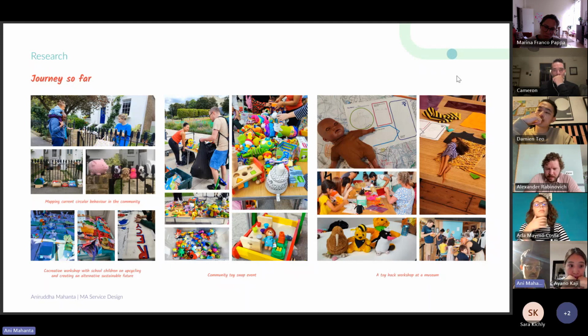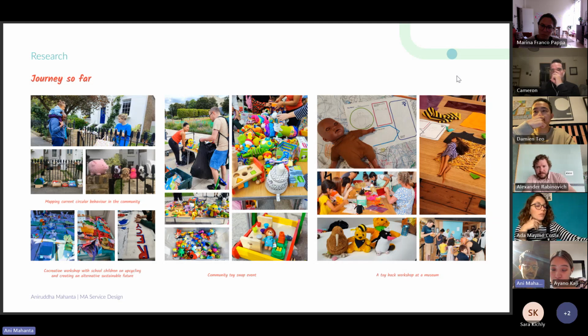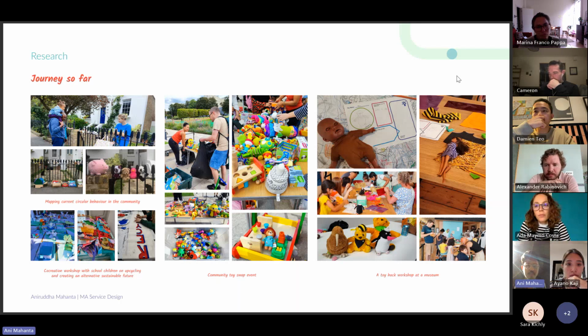I also got the opportunity to conduct a visioning workshop with school children, which was my early experience of transition design, about how we can create alternate, preferable futures. That workshop was with school children for their local area, which is Dulwich in London. It was about upcycling and building those circular mindsets in the children. And that was a very good experience for me as well.